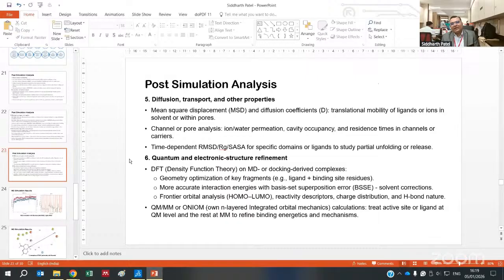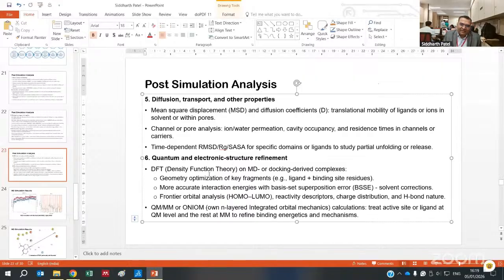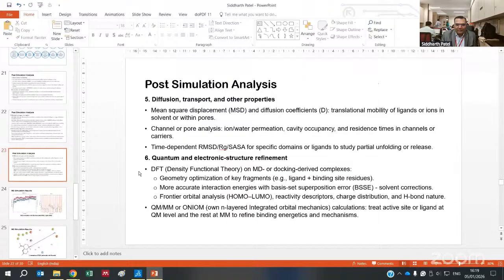So in that case we have to stop those kinds of false positive results, and we have to refine the results again and shortlist the correct result, the true positive results. Those refinements can be done by quantum and electronic structure refinement. This is done in two ways: either you can go for a DFT study, or we can go for a QMMM or ONIOM study. DFT study is more prevalent. Most of the papers, if you see, have a DFT study only, density functional theory. So these are the two methods of quantum structure refinement: DFT and QMMM.